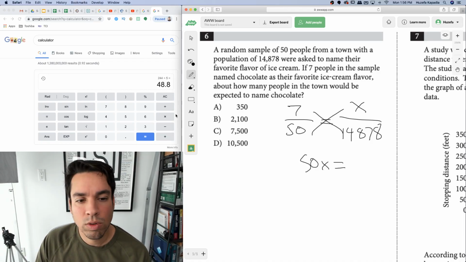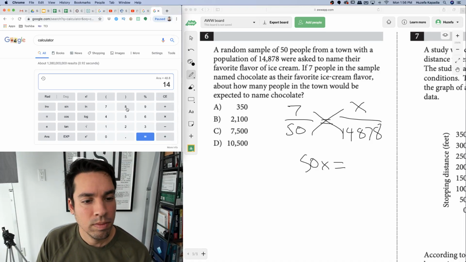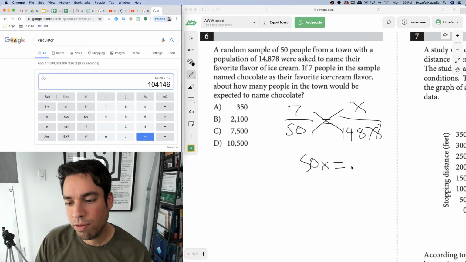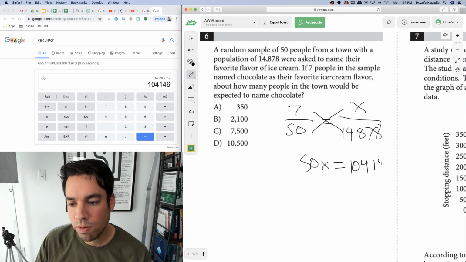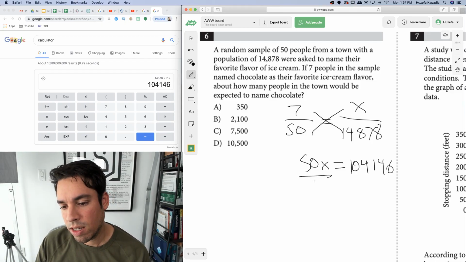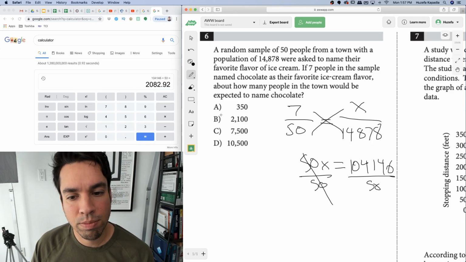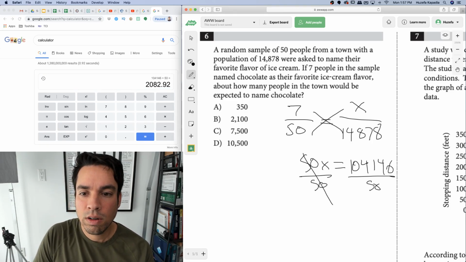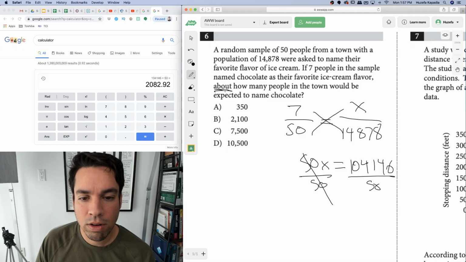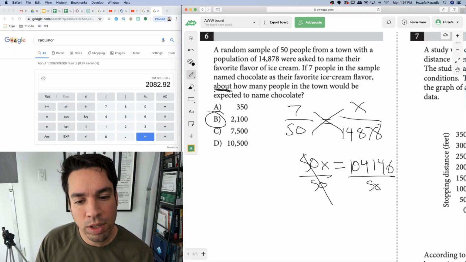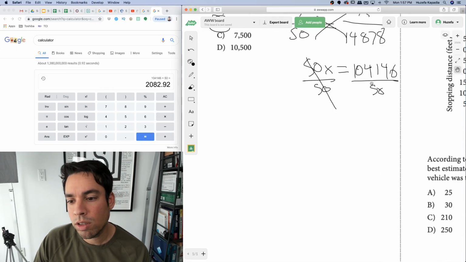50X equals 104,146. And then last but not least, we divide by 50. Equals 2,008. Okay, approximately again. About. See these words, about? Usually I say if you don't get the exact answer, try again. But in these, we're approximating and we're good to go.